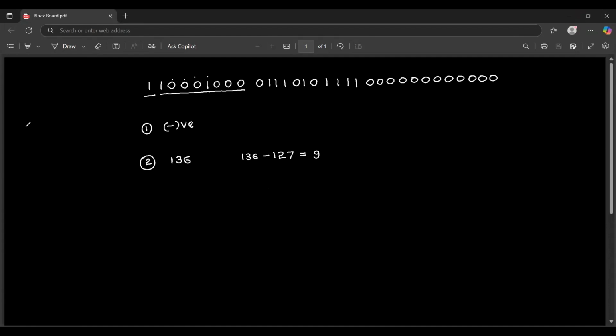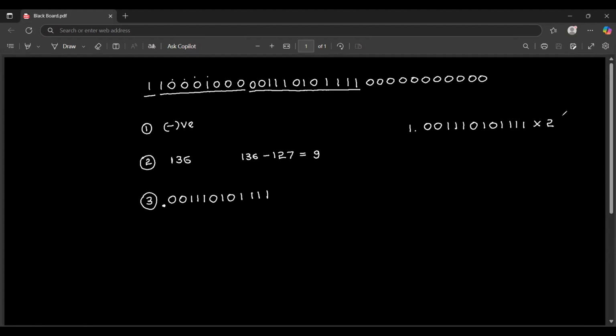Let's erase this. Well, we have to put another 0 here. Yeah, that's better. Now we'll continue the question. Next we have to check the mantissa part. The mantissa part is given as 0 0 1 1 1 0 1 0 1 1 1 1. This is the mantissa part. So what is the number represented here? Well, it will be 1.001110101111 into 2 to the power 9.